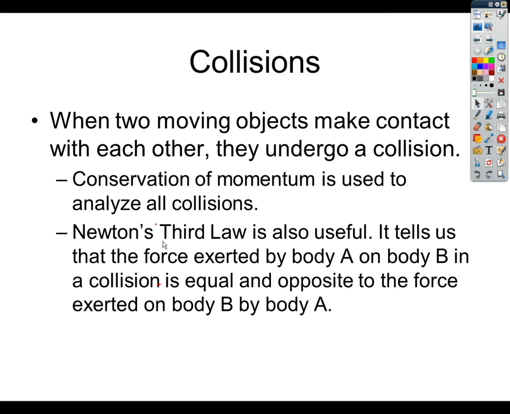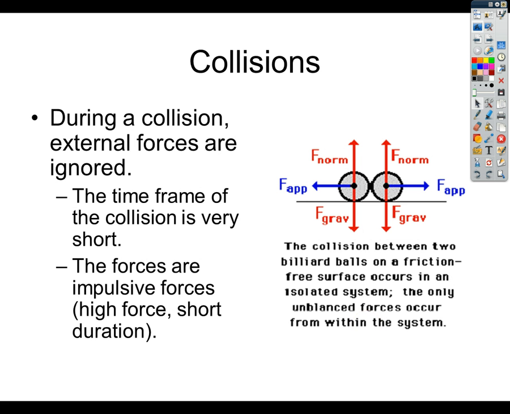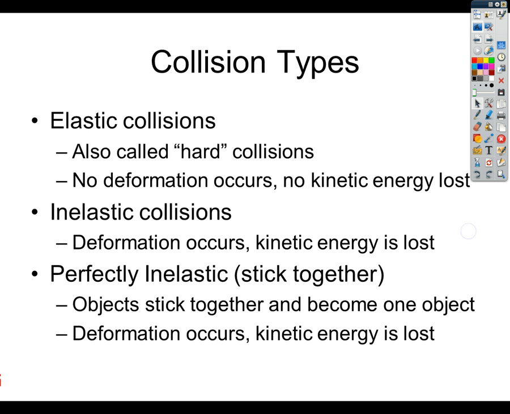It tells us that the force exerted by body A on body B in a collision should be equal and opposite to the force exerted by body B on body A. During a collision, external forces are ignored, so we don't worry about all those other forces. The time frame of this collision, or any collision, will be very, very short, and the forces are impulsive forces, so they're very high force, very, very short duration when they happen. And you can see a force diagram for the two billiard balls as they knock into each other and kind of what happens to each one.